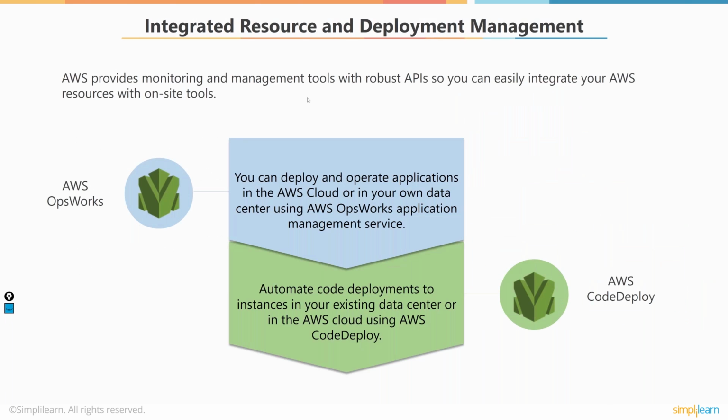Integrated resource and deployment management. AWS provides monitoring and management tools with robust APIs, so you can easily integrate your AWS resources with your on-site tools. As I said before, AWS provides multiple tools, and you can integrate them via the API. You can integrate with OpsWorks, for example, or CodeDeploy, which means you can integrate this with your application, have continuous integration, and initiate deployments of new versions of code. I will show you all those examples in future sessions when we focus directly on those.